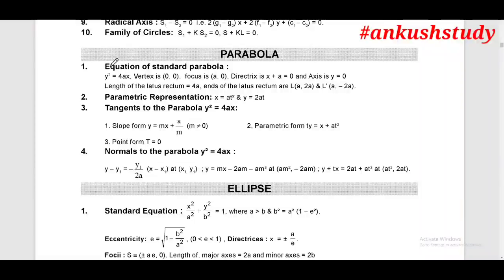On to the next chapter, Parabola. So this is also an important chapter, and the formulas of this chapter are also important, so please pay attention to the formulas and learn them thoroughly.